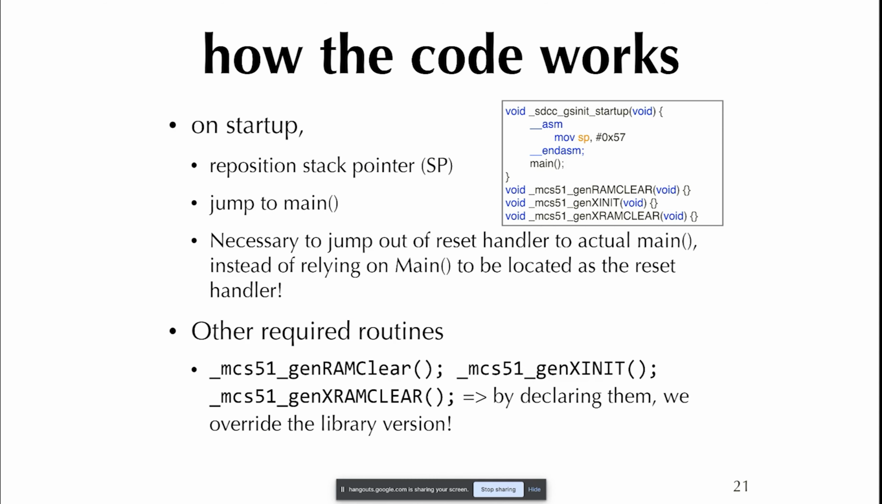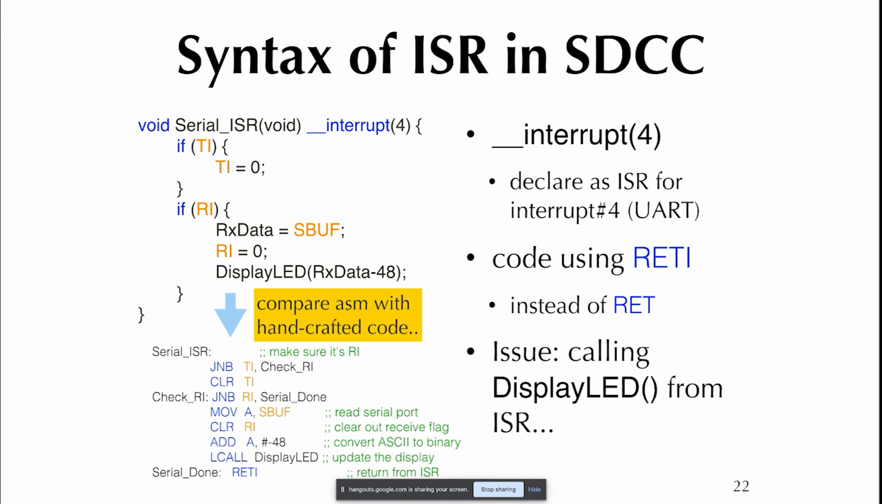Okay, so I think we went over this. Just a quick recap since it's been a while. Now here, if TI gets 0, if RI is set, then that means there's a valid byte to be read. So you read SBUF and put it in Rx data.